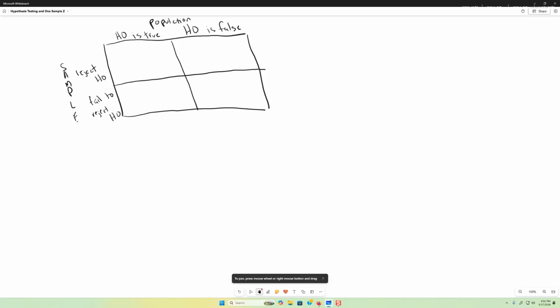So when I reject the null in the sample, I'm supporting the alternative. And in the population, the null is false. That I'm making a correct decision. Also, when I fail to reject the null, so I cannot support the alternative because I failed to reject the null, and the null is true in the population, I'm also making a correct decision.